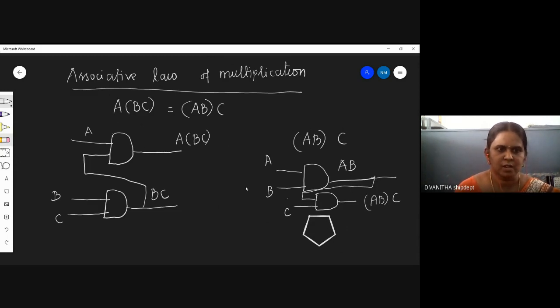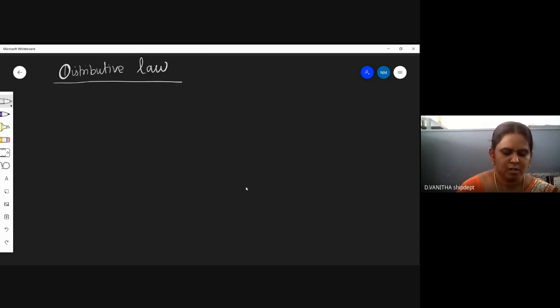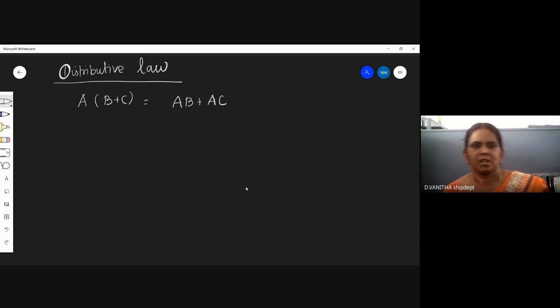Next, we go to the next law, that is the distributive law. This distributive law can be written as A into (B plus C) equals AB plus AC. For that we have to draw the equations by using the logic gates.